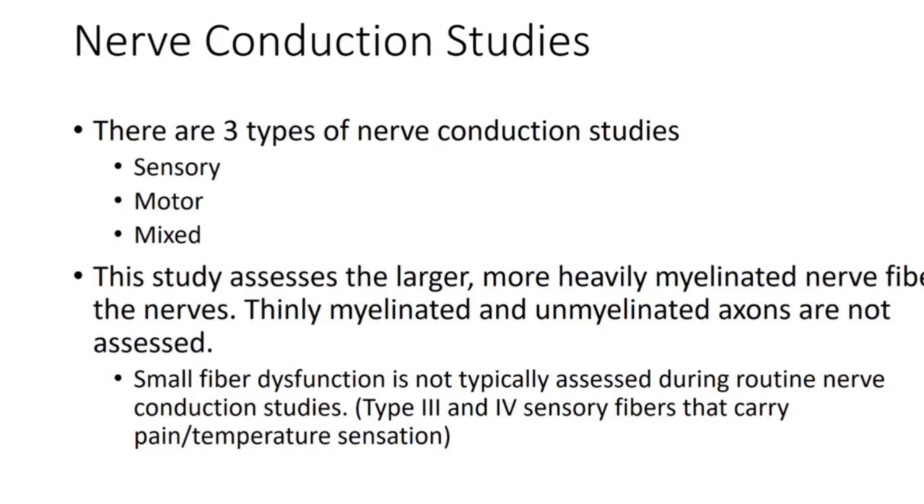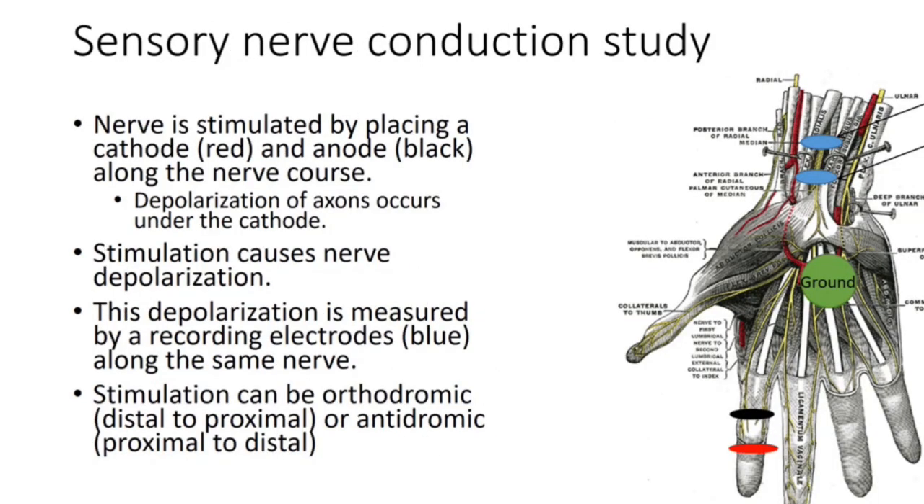On a nerve conduction study, it may show up as normal. And that's because, again, when we're testing the nerve, we're looking at the heavily myelinated axons, not all types of axons.